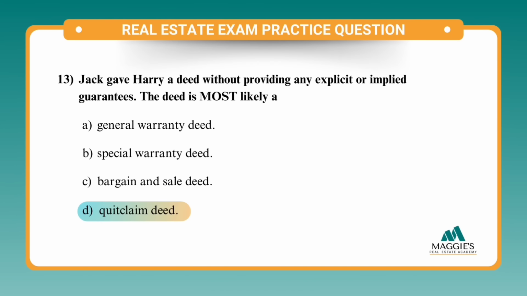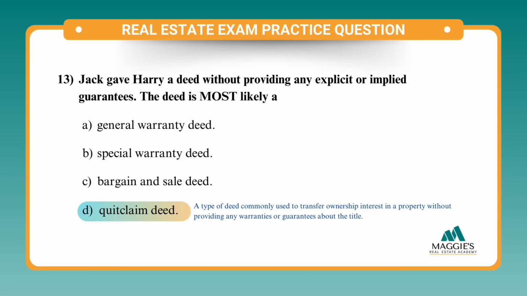A quitclaim deed is a type of deed commonly used to transfer ownership interest in a property without providing any warranties or guarantees about the title. When someone uses a quitclaim deed to transfer property, they're essentially transferring whatever interest they have in the property, if any, without making any promises about the quality of the title. Now, let's talk about all the other ones.